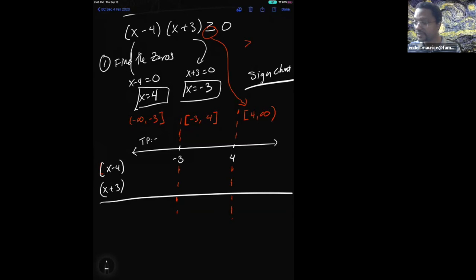To help us out, I'll just pick one of the numbers. Doesn't matter which one. Negative 5 in this region. Negative 5 minus 4 is negative 9. I do it again for the other one. Negative 5 plus 3 is negative 2. And so that is negative. Questions there? Then I multiply my answers. What's a negative number times a negative number result in? A positive. And so this first region is a positive region.